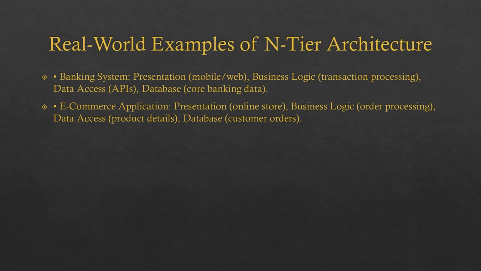Let's look at a couple of real-world examples where layered architecture is used. In a banking system, the presentation layer could be a mobile or web application. The business logic layer would process transactions, while the data access layer would handle APIs and the database layer would manage core banking data. For an e-commerce application, the presentation layer would be the online store interface. The business logic layer handles order processing. The data access layer interacts with product data, and the database layer stores customer orders.